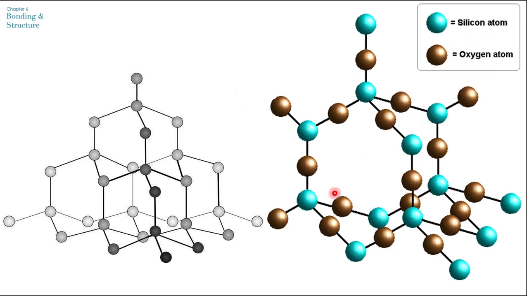And this is a 3-dimensional lattice, and it is tetrahedral in shape, because each silicon atom in this lattice is surrounded by 4 oxygen atoms. It is called tetrahedrally arranged because every atom is covalently linked to 4 other atoms.